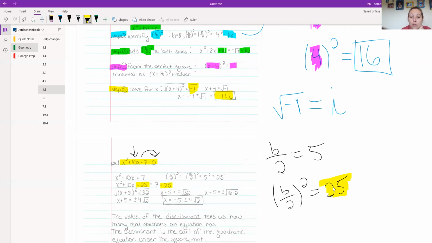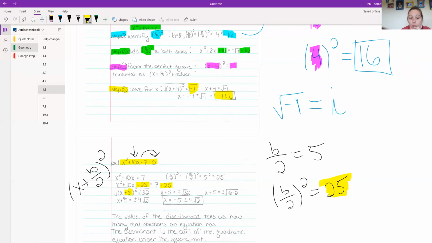We're going to add our b over 2 squared to each side of our equation. So that gives us our perfect square trinomial right here, which we can factor, right? Remember that that perfect square trinomial can factor into x plus, and we know that b over 2 is 5, so that's where we got this guy right here. So we were able to factor this perfect square trinomial into x plus 5 squared.